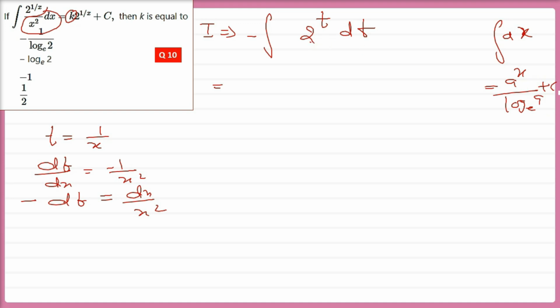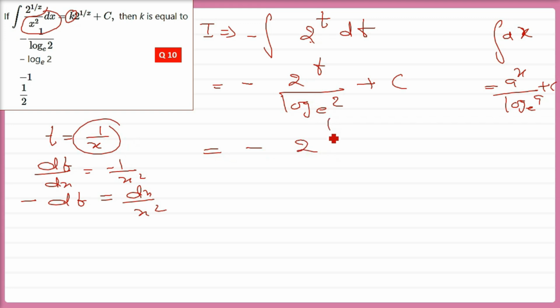So wherever you have x, put t. Wherever you have a, put 2. Now this formula can be changed and the values can be put here. So 2 raised t by log base e 2 plus a constant of integration. Now t was taken as 1 by x, so negative 2 raised to 1 by x divided by log 2, please remember base is e, plus a constant of integration.